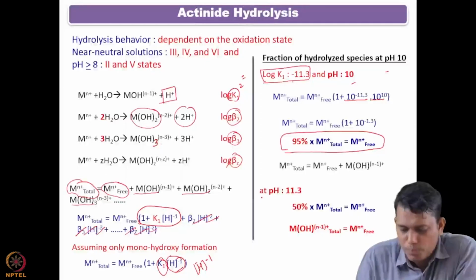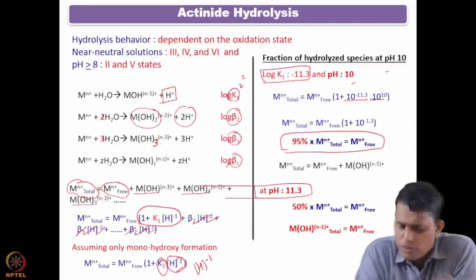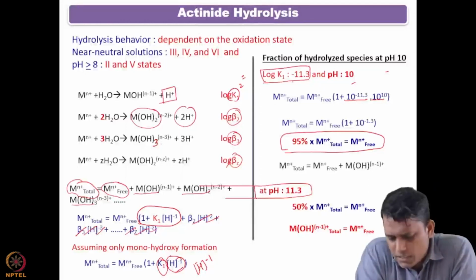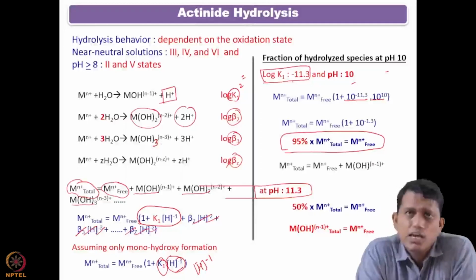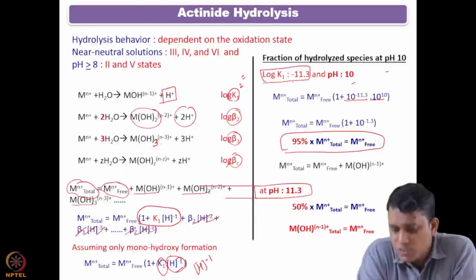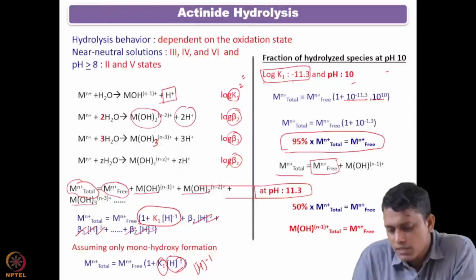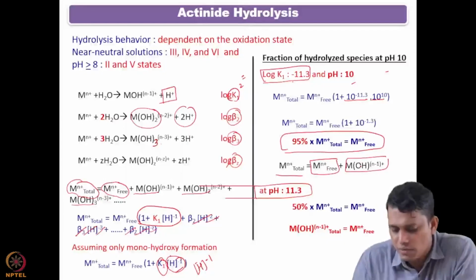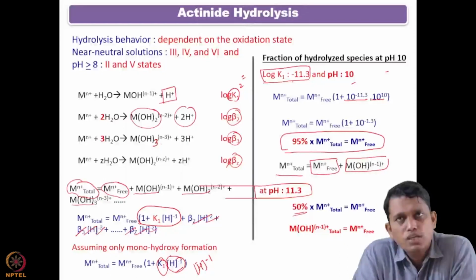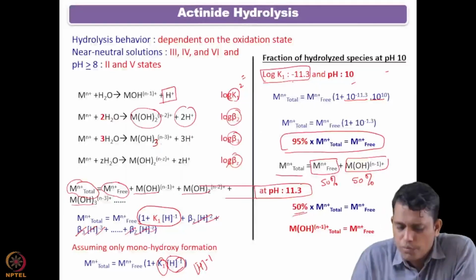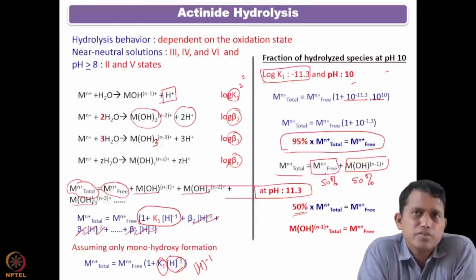Let us increase the pH to 11.3. Now we do again the very simple mathematics, and we find that at this particular pH, 50% of the total metal ion is present as free. What it means is that since I have assumed the formation of only the monohydroxy species, my total is nothing but the sum of these two, monohydroxy and free. And I am saying that 50% of the total is acting as free. So this is 50%. What is the rest? The rest is also 50%. So at this particular pH, both of them are almost 50-50%.